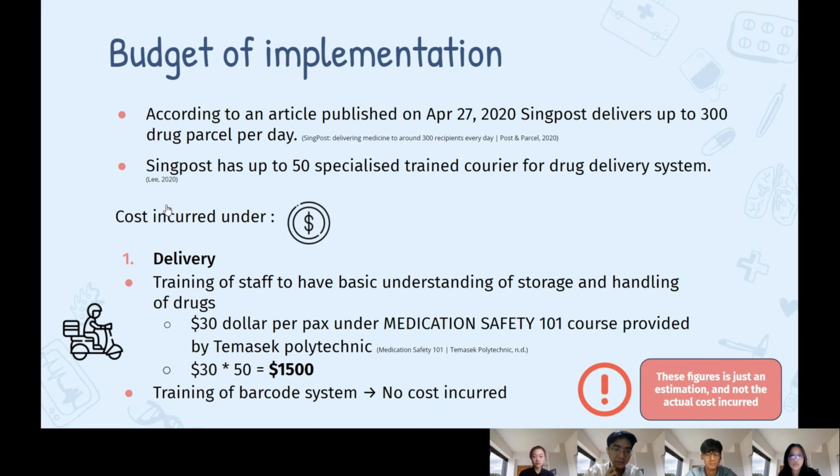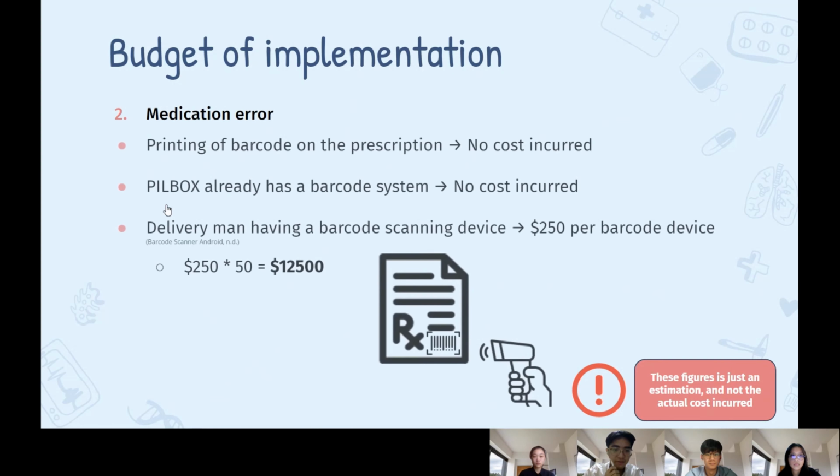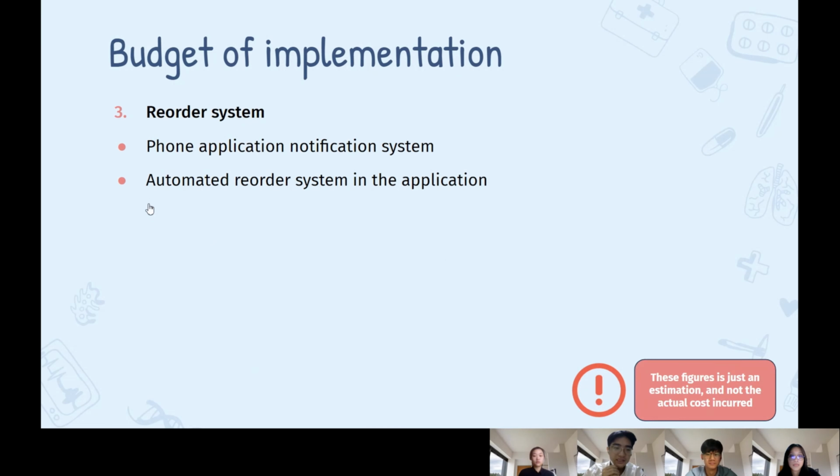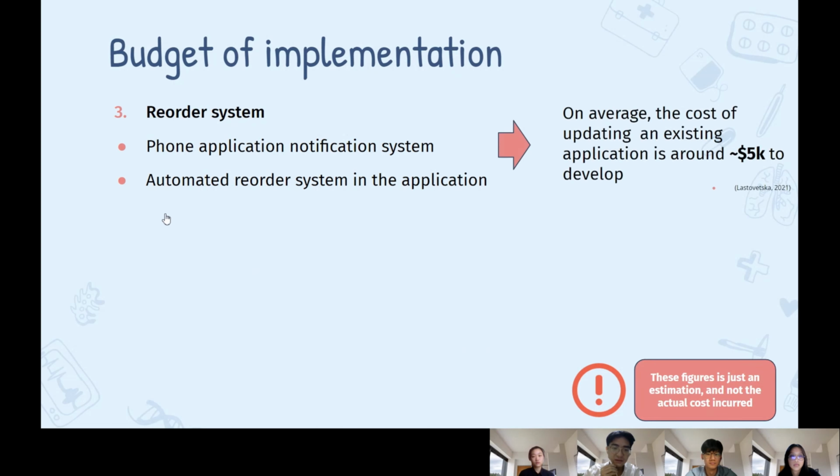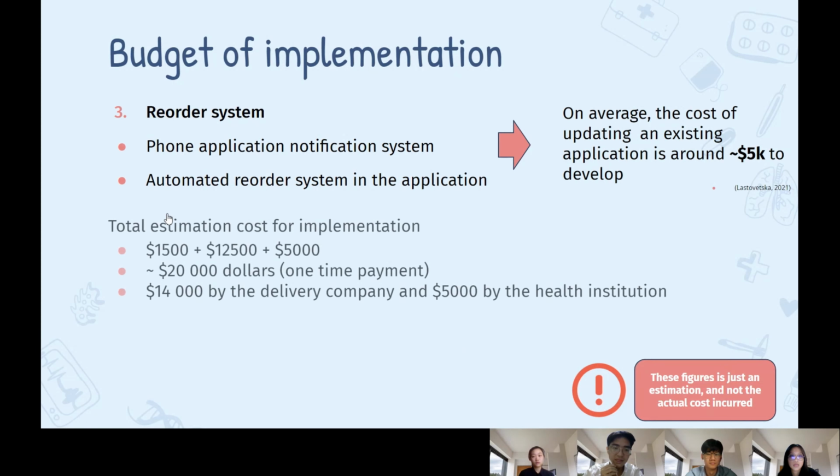Barcode scanning would not need much training. As for the printing of barcodes on prescriptions, little or no cost would be incurred. And since pillboxes already have a barcode system, no cost will be incurred too. Delivery men, however, would need a barcode scanning device which would cost about $250 per device, and hence this will total about $12,500. For the reorder system, the phone application notification system and the automatic reorder system in the application will need to be developed. The cost for updating an existing application is on average $5,000 to develop, and hence the total cost would be $20,000 from initial implementation.